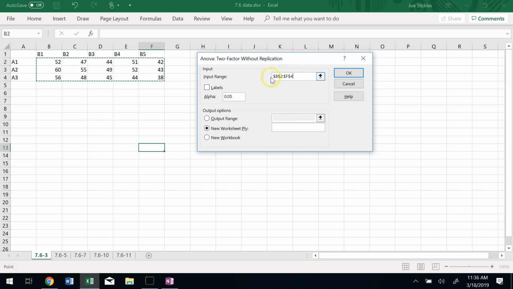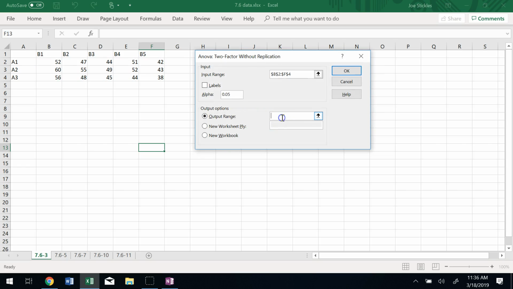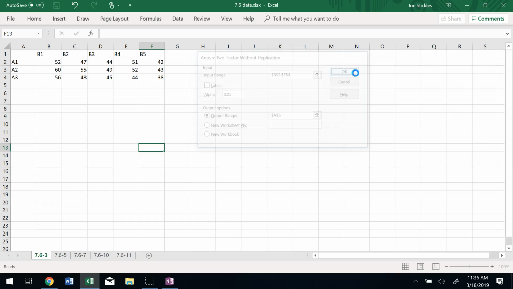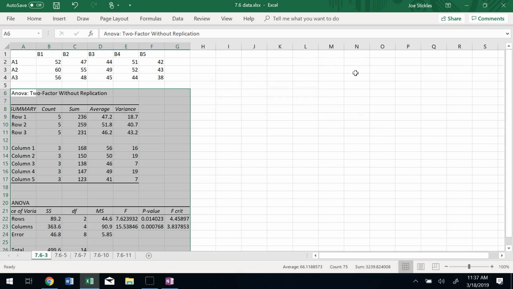All right, so this one, again, pretty easy to use. Just grab the data. Don't grab the headers. Alpha level 0.05, unless I tell you something different. Most of them are 0.05 anyway. Let's define an output range. If you don't do that, it'll just open up a new worksheet and put it in there. I'd rather just see it. Just click on a cell where you want it, or you can type it in too. Then I'm going to hit OK. And a whole bunch of stuff's going to pop out.